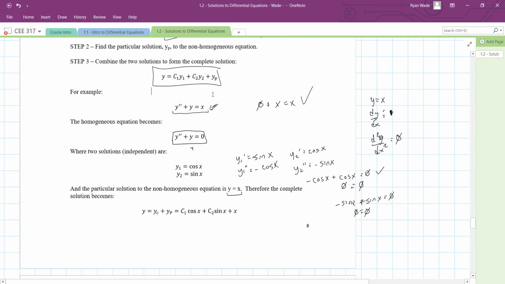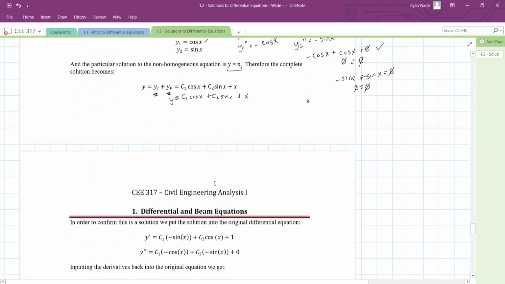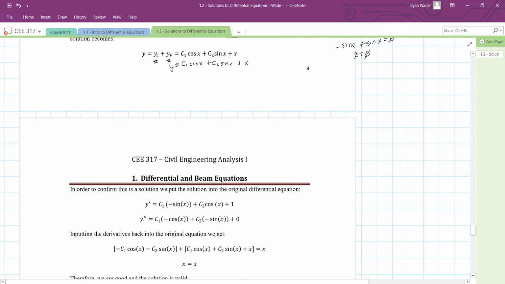So therefore, all we do is we put our solutions into the form of this here. All I've done down here is take the complementary solution and the particular solution and put them in. So C1, some constant, times y1, which was cosine x, plus C2 times sine x, plus x equals y. And we can take the derivatives of all of those and plug them back in to check that it works.